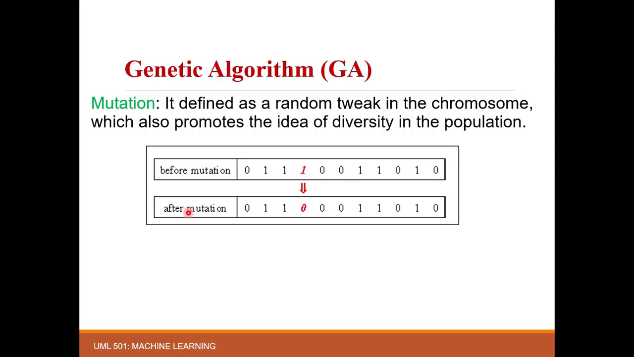Now random tweak means that you have to randomly change or flip a bit of that chromosome. Here the flipped bit is shown in red. So before mutation the bit is 1, and after mutation the bit becomes 0, because it is a 0 1 mutation; you have changed the bit.